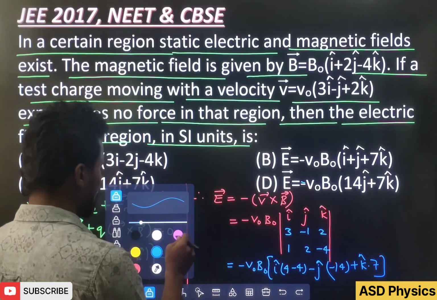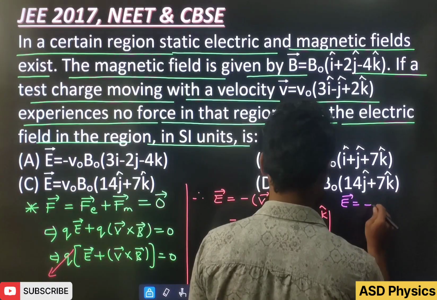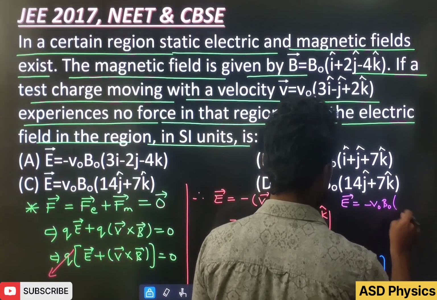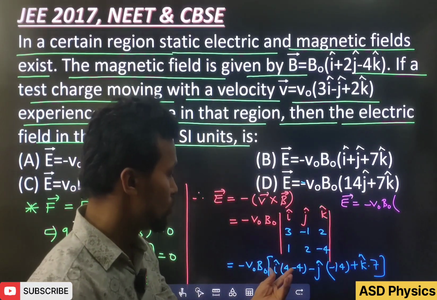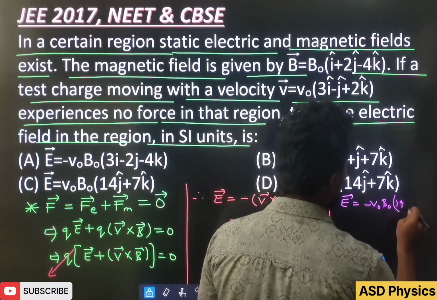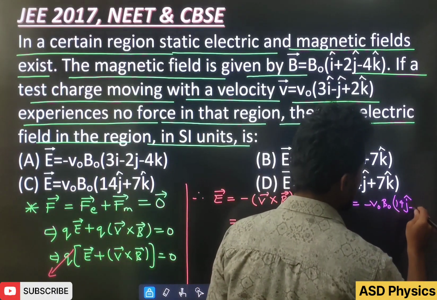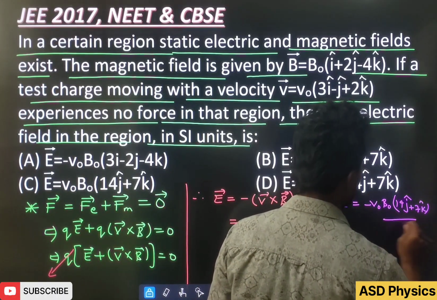Now after that, you just simplify this. What will come here, students? This vector will come as minus V naught B naught in bracket. Anyhow, the coefficient of I cap is 0. So 14 J cap, and here how much is coming? Plus 7 K cap. Now this is the electric field.